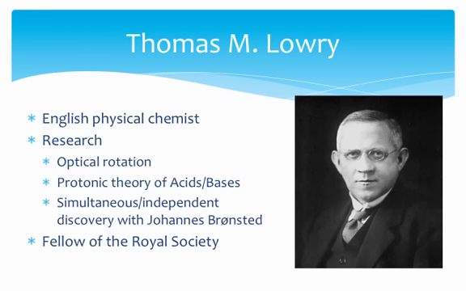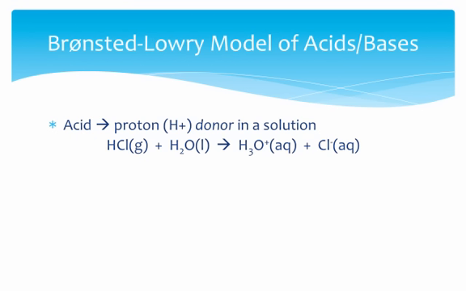In terms of his success along with this, he was eventually named a Fellow of the Royal Society, which is a very high honor that can be associated to people in the country of England. Again, together, both of these scientists came up with what is now known as the Bronsted-Lowry model of acids and bases. And we're going to now redefine what an acid and a base is in terms of these two guys' protonic theory of acids.